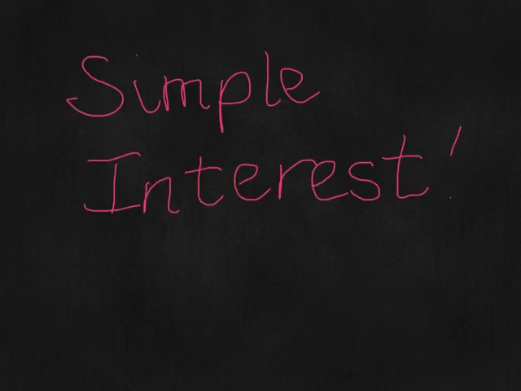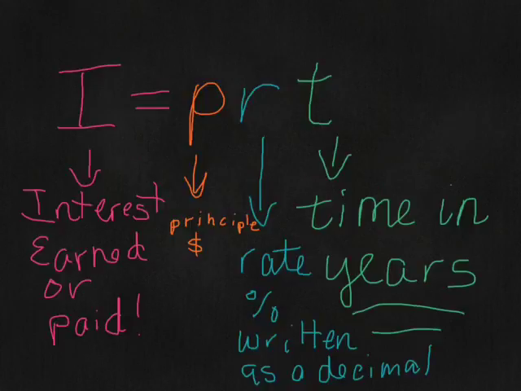So today's lesson is on simple interest, and there's a quick, easy formula to use to calculate simple interest. So the formula is interest equals principal times rate times time, PRT. So I is the interest earned or paid, depending on if you're borrowing money or investing money. P is for principal, and that's basically either the amount of money you borrowed, or the amount of money you invested.